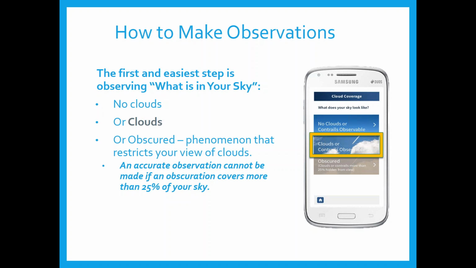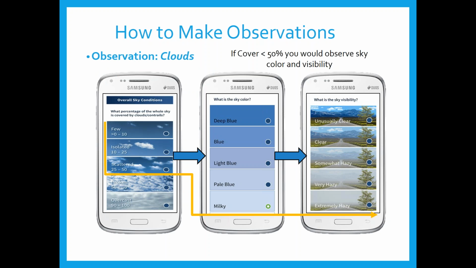So I have a big yellow box around clouds. So we're going to walk through a cloud observation. And the first thing you come to, the first question is, what percent of your whole sky is covered by clouds? Now, I'm going to pick one of the lower cloud cover categories just so I can show you what it's like to make sky conditions, or what we're talking about is the blue part of the sky observations. If you were to say your sky was overcast or full of clouds, it would bump you past the sky conditions, sky color, and sky visibility, because clouds would be blocking your view of those things.